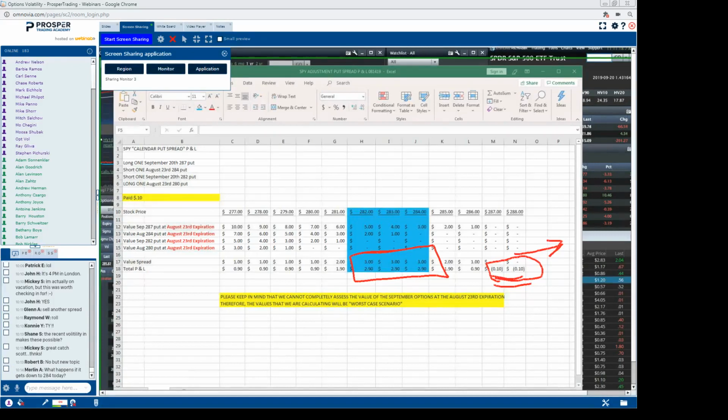Merlin, if it goes to 284 today, we're gonna cheer. We're gonna get our pom poms and we're gonna cheer.